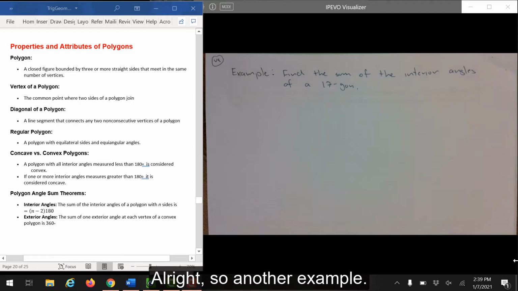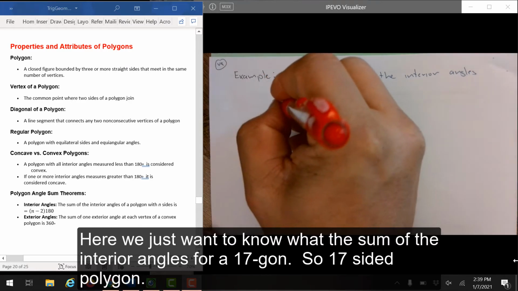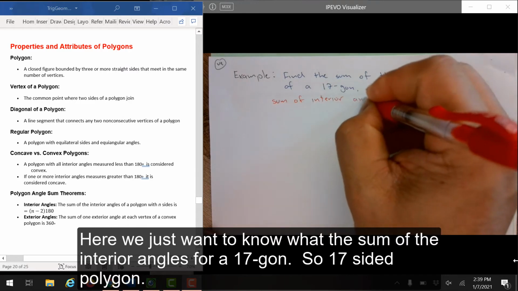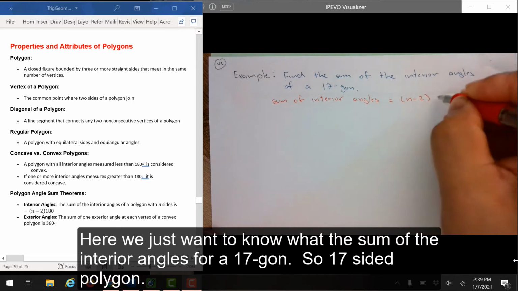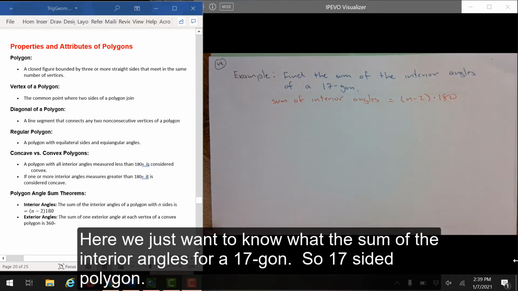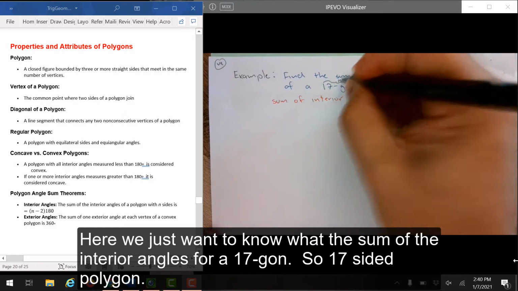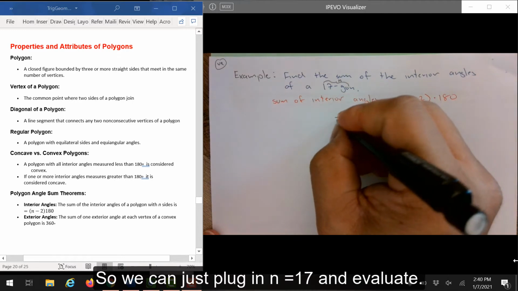Alright, so another example. Here, we just want to know what the sum of the interior angles is for a 17-gon, so a 17-sided polygon. So we can just plug in n equals 17 and evaluate.